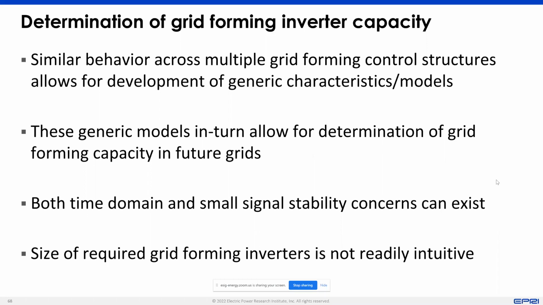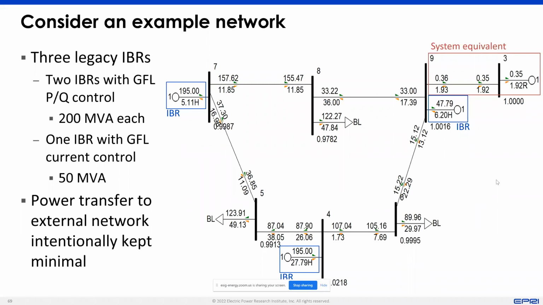And this is, of course, from a long-term planning study perspective. As you get closer to commissioning time, it's obviously more recommended to have more detailed information from the manufacturer, such as the type of control, the type of models, maybe black box models, and so on. But from a planning perspective using generic models, we can have both time domain and small signal stability characteristics in order to identify the capacity of the grid forming resource that is needed.